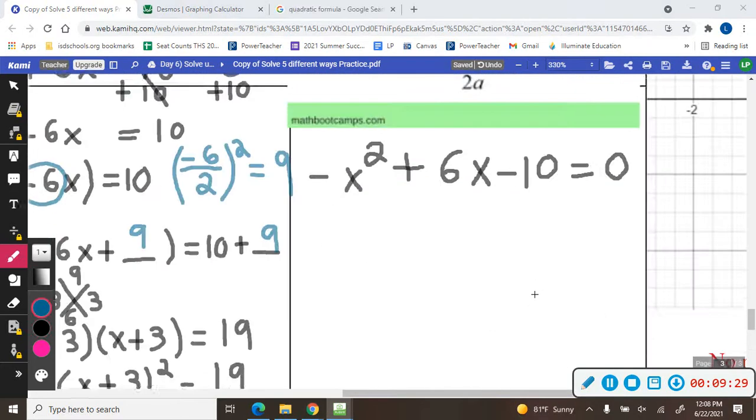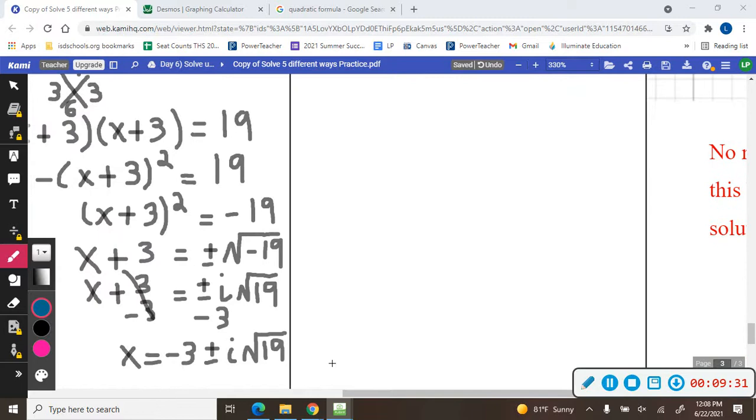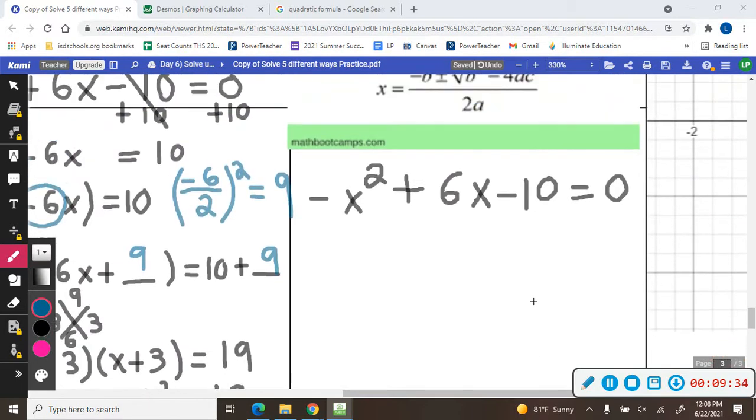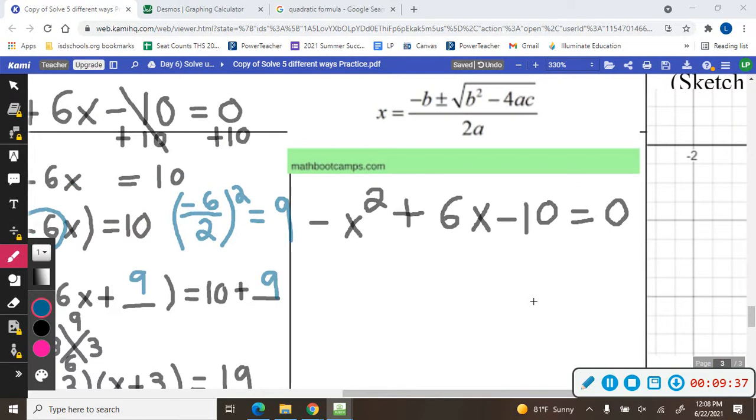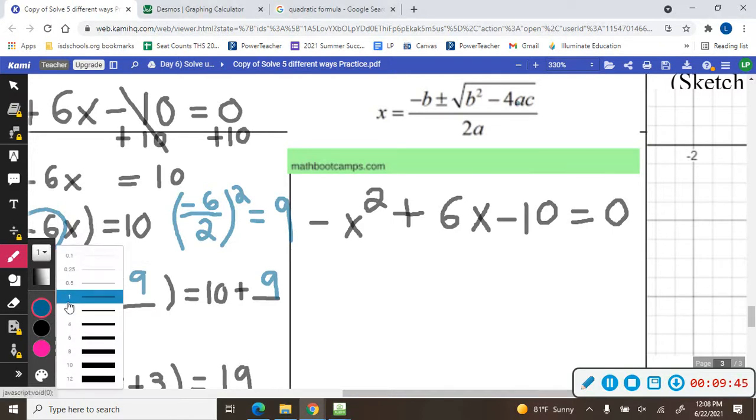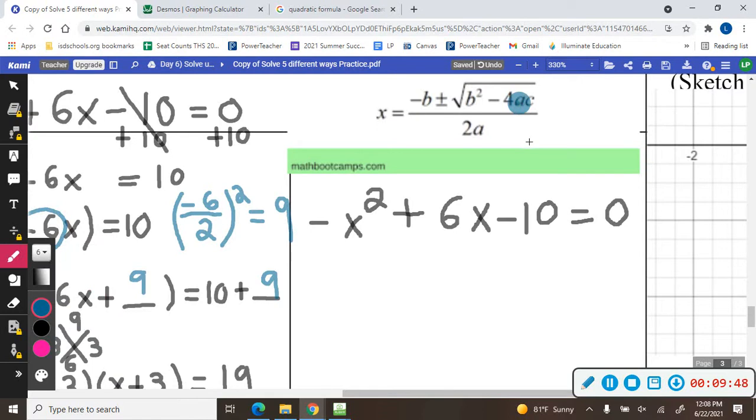Alright, the final way, and we should get the same result of negative 3 plus or minus i square root of 19, is we're going to solve this using the quadratic formula. And the way you go about it is, you know that A, whatever A is, goes here. We know that A, in this case, is -1. So that's going to go here and here.